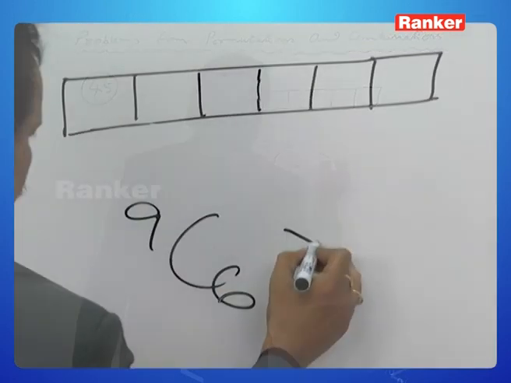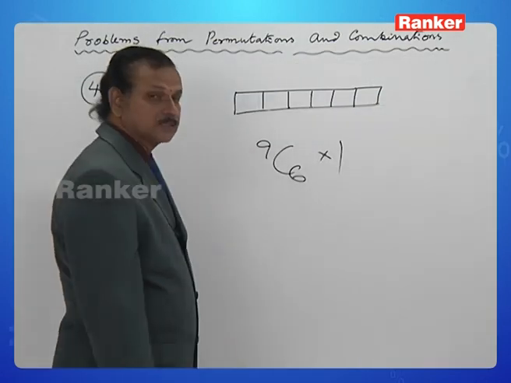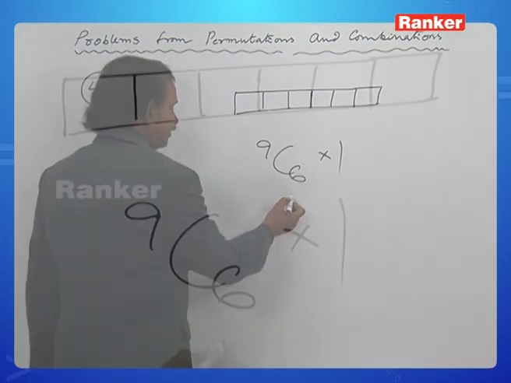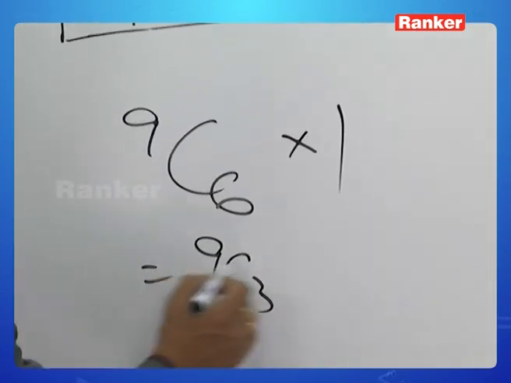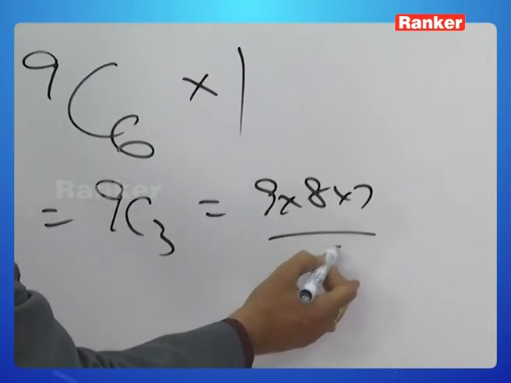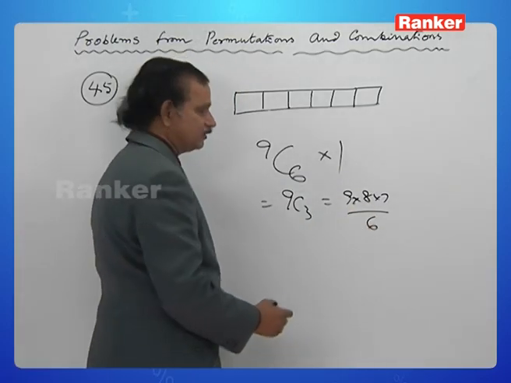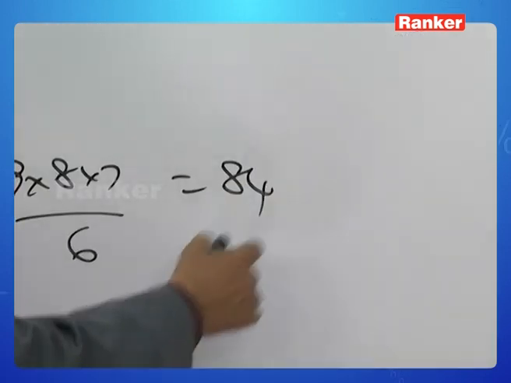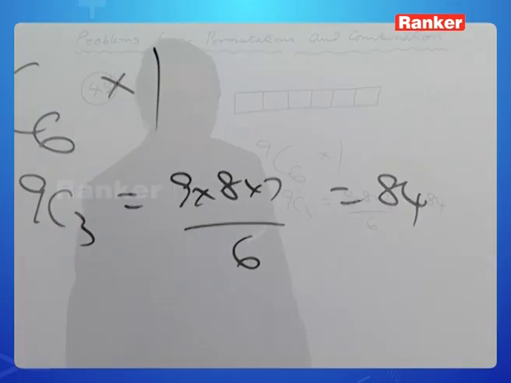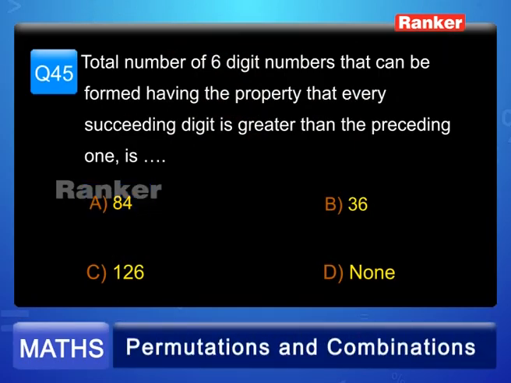Therefore, the total number of such numbers is 9C6 into 1. But 9C6 is 9C3. What is 9C3? 9C3 is 9 into 8 into 7 by 3 factorial, which is 6. This is 72 by 6 is 12, 12 7 is 84. What is the right answer? 84 is the right answer. So, option A, the first option, is the right option, and the right answer is 84 for that question.